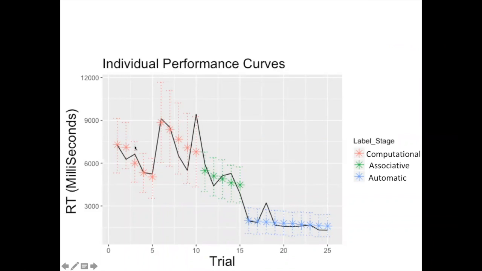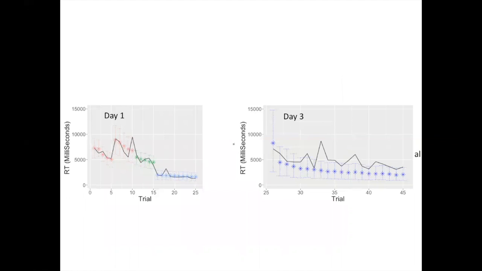Here we can see that the TAPT model has classified the individual as going through the computational, associative, and automatic phases of learning. Once we have these learning phase categorizations, we can use this information to make predictions about the next day's performance. Instead of using information from phases that the individual has already gone through, we can make predictions using information that we've learned about the individual's performance at the highest phase they've obtained. So here we use the parameters estimated from when the individual is in the automatic phase to make predictions about their day 3 performance.